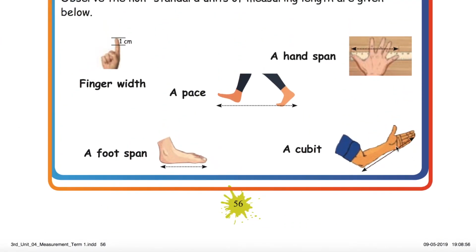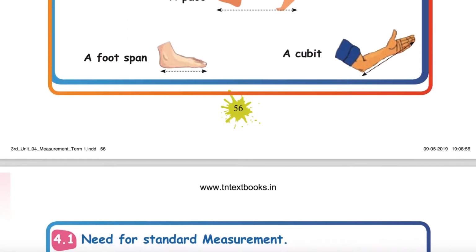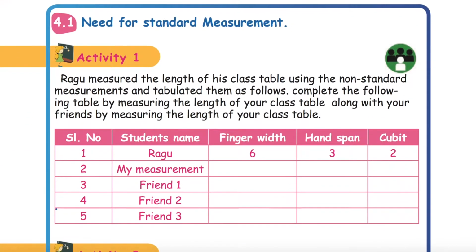Because the problem is, this is not unique. It changes from person to person. It won't match. A tall person will have a higher measurement, and a short person will have a lower measurement. Not only at one particular point, the value of the hand span or the foot span, everything will change. A cubit will be longer for a tall person than a short person, and the foot span also. Everything varies. That is the reason why you need a standard measurement.